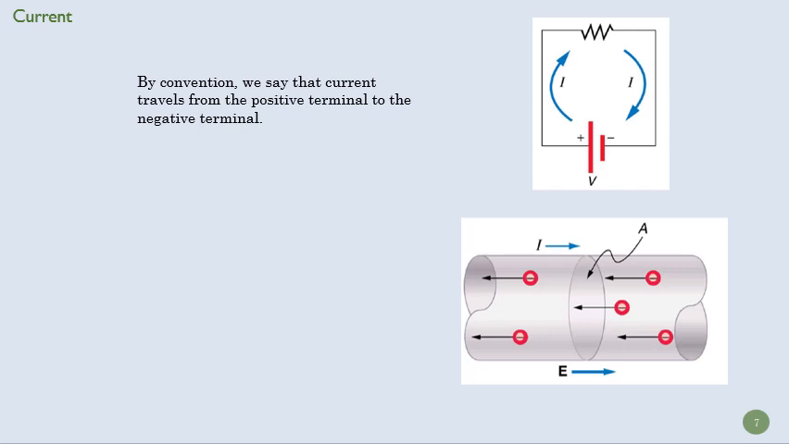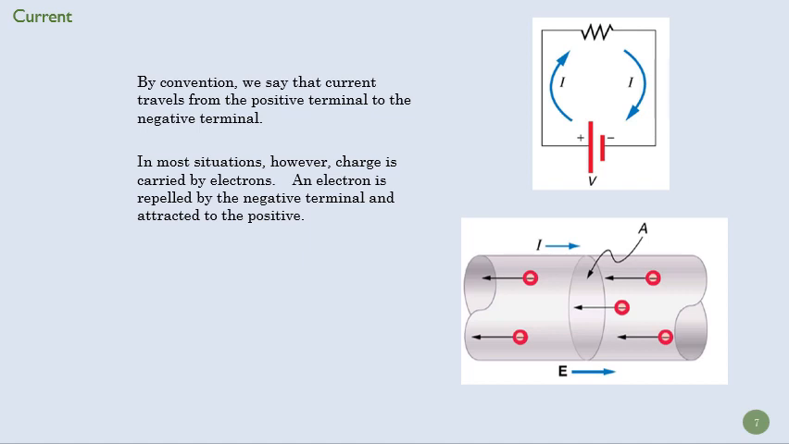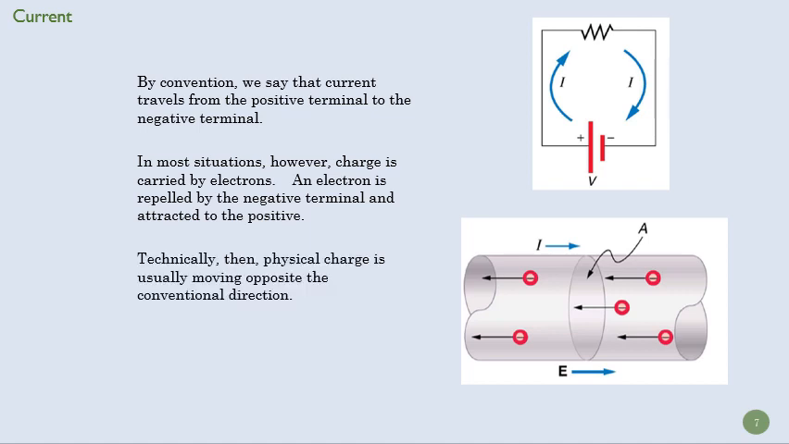I mentioned this before. By convention, we say that the current travels from the positive terminal to the negative terminal. In reality, that's the opposite. We have an electrical field that points in this direction, right? But we know that's the direction that a positive charge would move. Sometimes you might have an ionic, like a fluid conductor that has a positive ion that moves in that direction. But most of the time, we're going to be talking about electrons moving, and so the electrons are actually going to move in this direction, right? They're going to move towards that positive terminal.